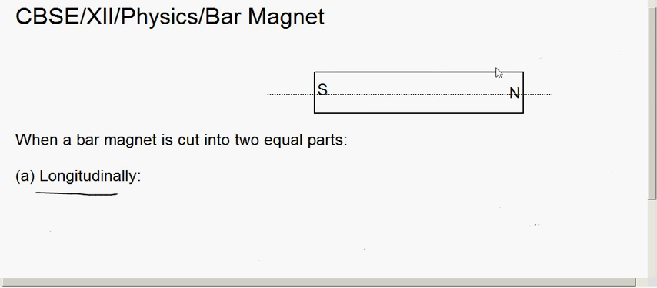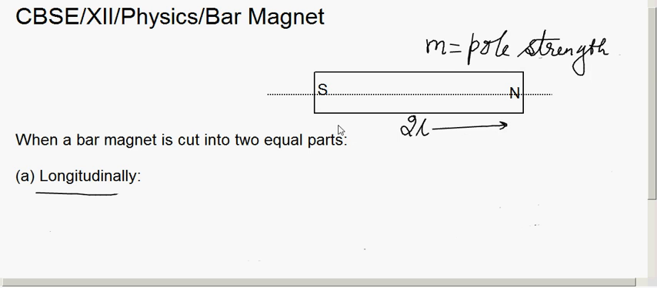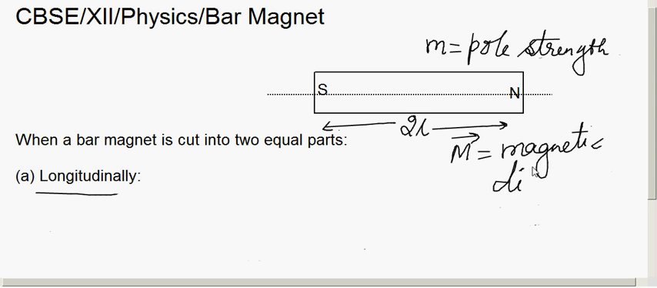Before that, consider a bar magnet, and let us say this bar magnet has the pole strength M. M is the pole strength and its magnetic length is 2L, and it has a magnetic dipole moment of M. We have seen the definition of these three terms in the previous class. Now when the magnet is cut into two equal parts, we will see how all these three quantities change.